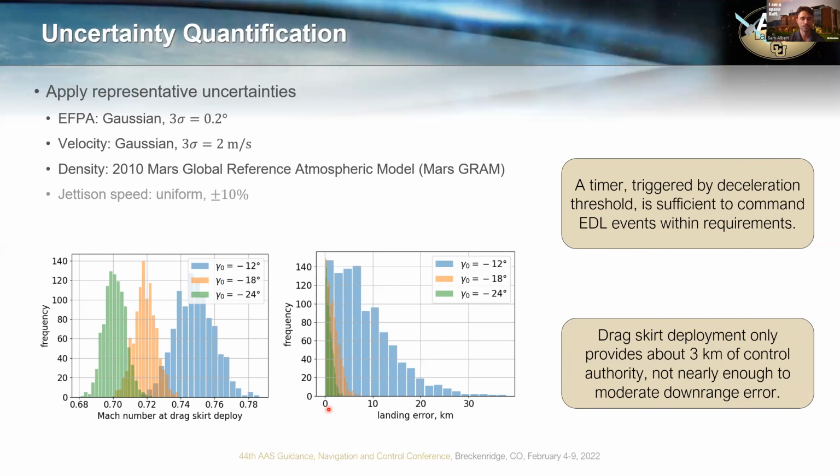I'll also just quickly mention that we took a look at using this subsonic drag skirt deployment to achieve control, but because that occurs so late in the trajectory, almost all of the energy has already been dissipated, and you can only get maybe plus or minus 3 kilometers of control authority. That's really not nearly enough to moderate the expected downrange error. So the drag skirt deployment is not intelligently timed for control, but the fact that you can do it just from a simple timer, as opposed to, for example, a range trigger or a velocity trigger, might eliminate other hardware or flight software requirements you would otherwise need. And so this is just a further way to minimize complexity.